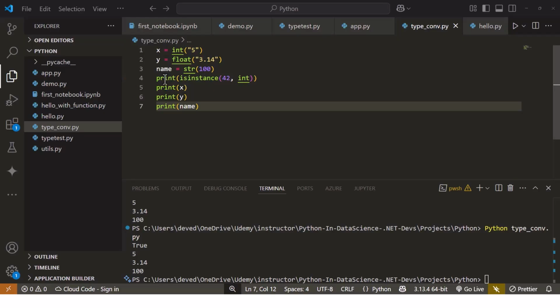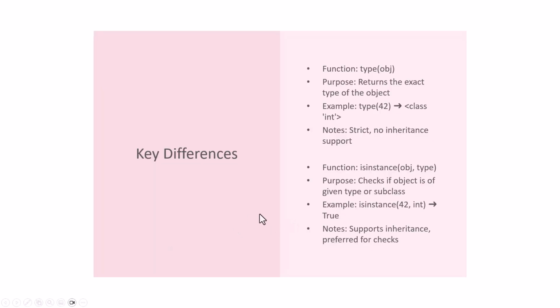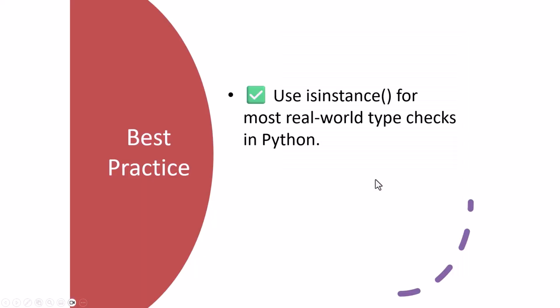So I added this line, print(isinstance(42, int)), so it returned true. That's what we expected. So let's come to this slide. So we have done this. Key differences: isinstance supports inheritance and is preferred for checks, and the type function returns the exact type of the object, and it doesn't support inheritance.